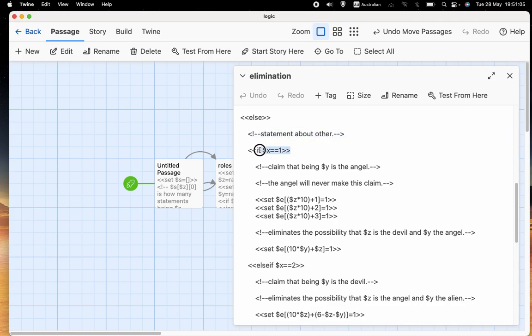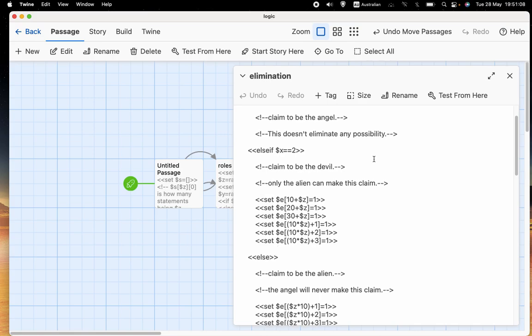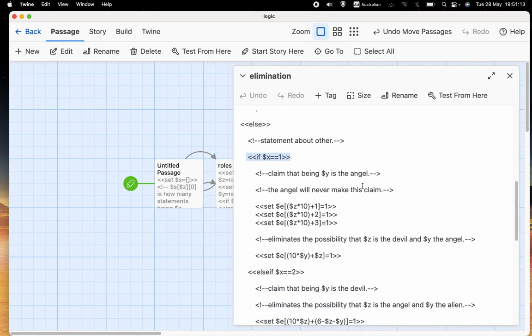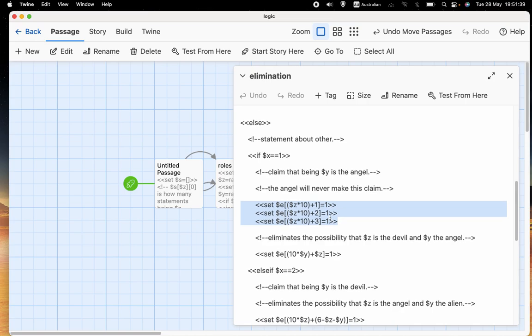So if x equals 1, that is a claim that being Y is the angel. We know that the angel will never make that claim about another being, because the angel only tells the truth, and there can't be 2 angels because of the way the problem is set up. There can't be two angels, and so the angel could never truthfully say that other being is an angel. And so we eliminate all possibilities where the being making the claim is the angel.